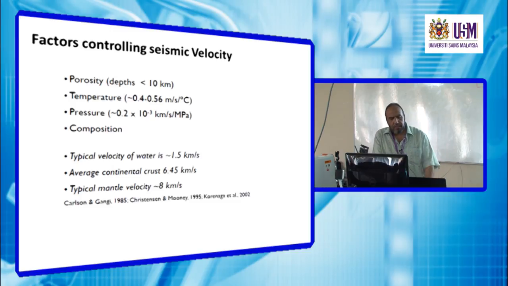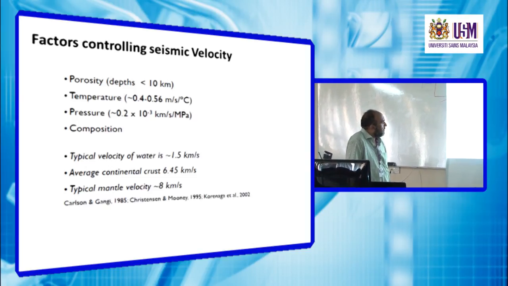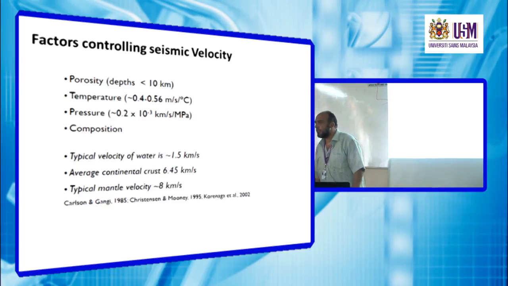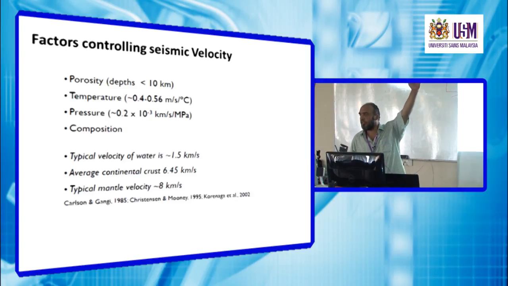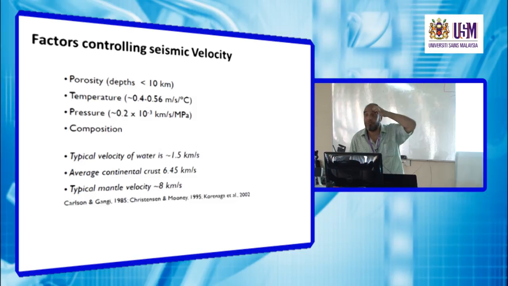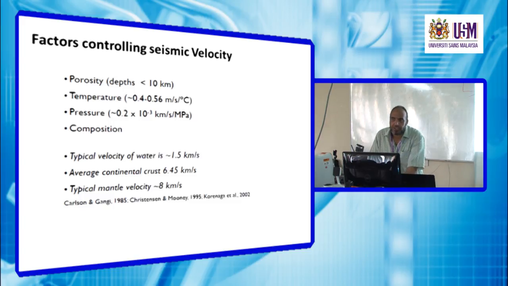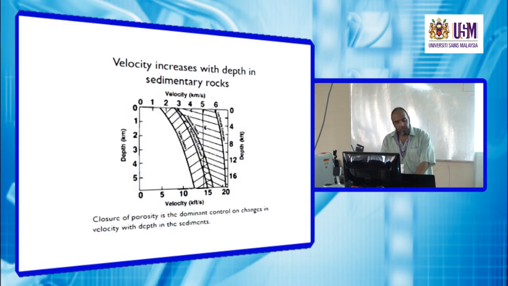The average continental crust velocity is 6.45 kilometers per second. The typical mantle velocity is about 8 kilometers per second. Between these two, there is a discontinuity. Anybody remember what's the name of this discontinuity between the crust and the mantle? What's the name? Mohorovicic discontinuity, or abbreviating it, Moho discontinuity. Discontinuity means the velocity jumps at the Moho discontinuity. Okay.